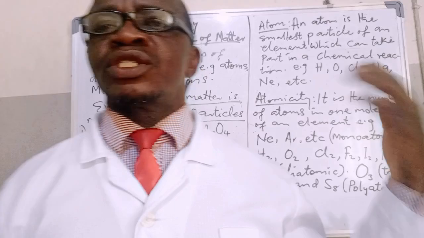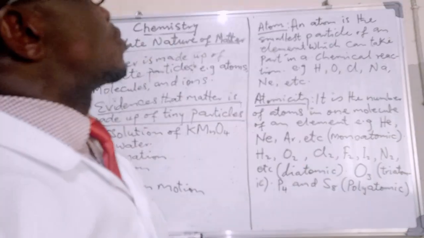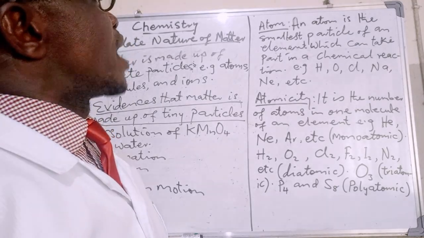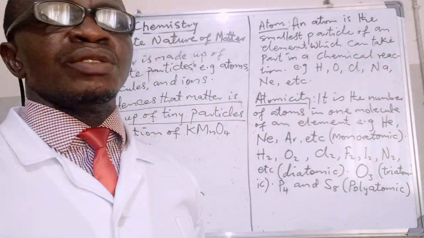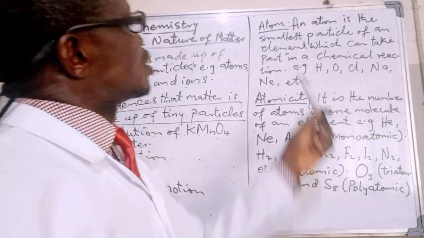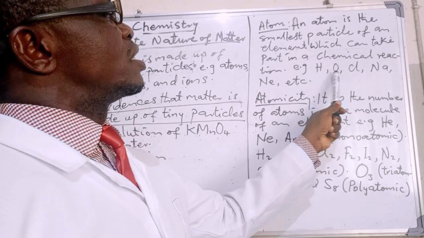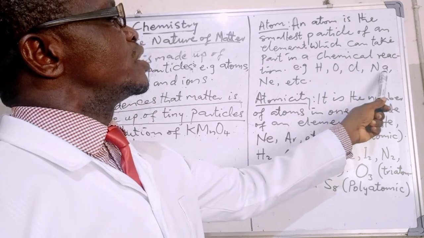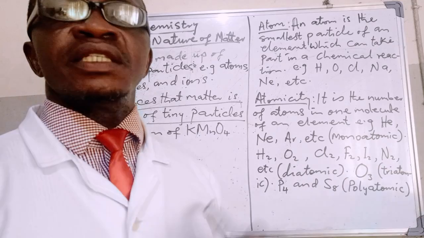What is an atom? An atom is the smallest particle of an element which can take part in a chemical reaction. Example of an atom: when I talk about hydrogen as an element, an atom of hydrogen is just H. An atom of oxygen is O. An atom of chlorine is Cl. An atom of sodium is Na. You have known all these. They are atoms of different elements.